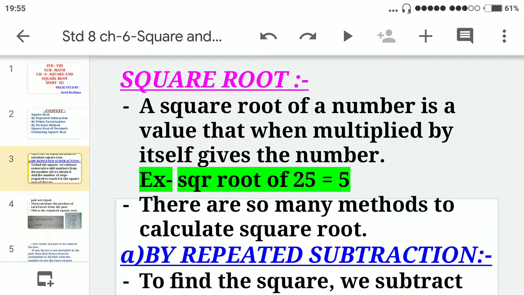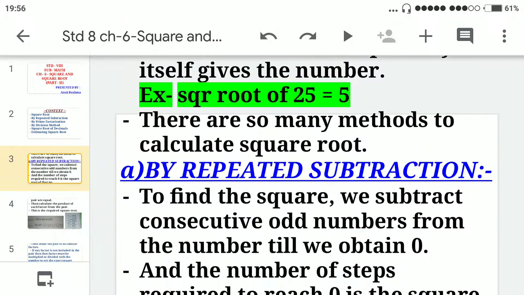So what is the meaning of square root, children? The square root of a number is a value that when multiplied by itself gives the number. That means when you multiply the same number with itself, that gives the number, and that particular number is the square root. Like the square root of 25 is 5 because 5 into 5 is 25. So 5 is the square root of 25.